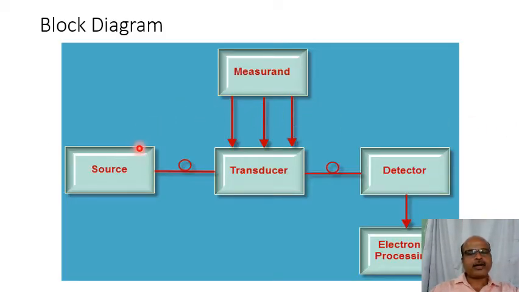This is the generalized block diagram of optical fiber temperature measurement, or any parameter measurement. Basically it consists of a source and the measured quantity, and the optical fiber acts as a transducer, converting one form of energy into another, or sensing the parameter which we have to measure. To detect that parameter, a detector is used. The source is generally an LED or laser.